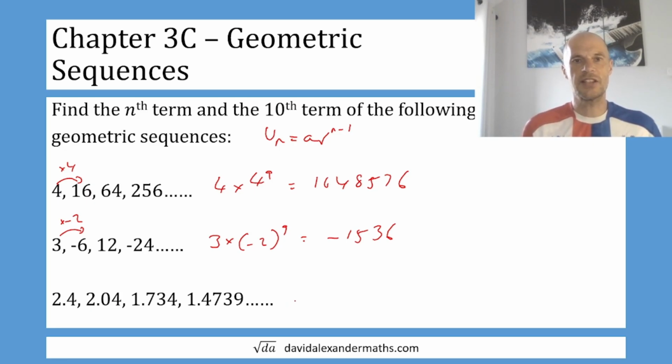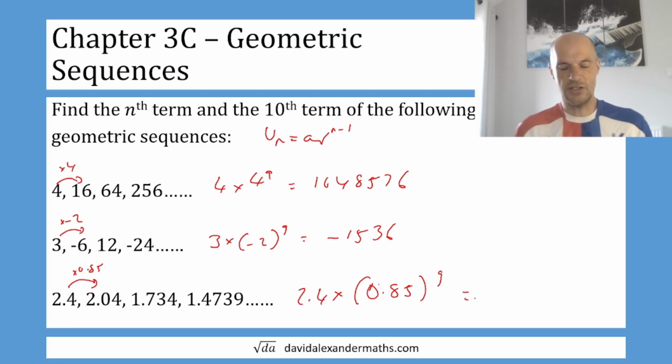Okay, so for this last example, we've got no problems with the a. a is 2.4 multiplied by the ratio. So what do I go from 2.4 to 2.04? Well, that's the same as doing 2.04 divided by 2.4, and that is 17 over 20. Maybe I'll just write that as a decimal. Yeah, let's go for 0.85 to the power of 9. So we are multiplying by 0.85. Let's just double check. What is 2.04 times 0.85? Is it 1.734? Yes, it is.